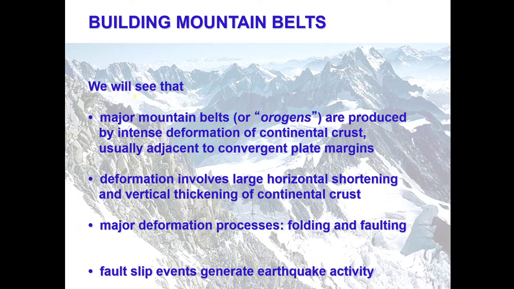Deformation involves large horizontal shortening and vertical thickening of continental crust. Major deformation processes include folding and faulting, which we looked at in the deformation snippet. Fault slip events generate earthquake activity. So mountain building and earthquakes are one and the same thing.